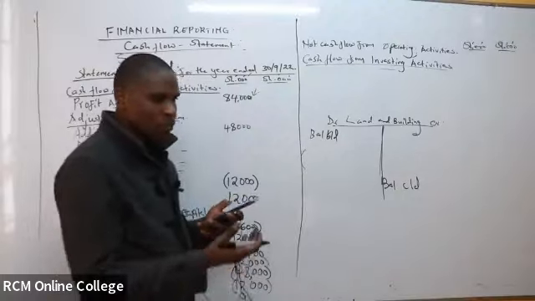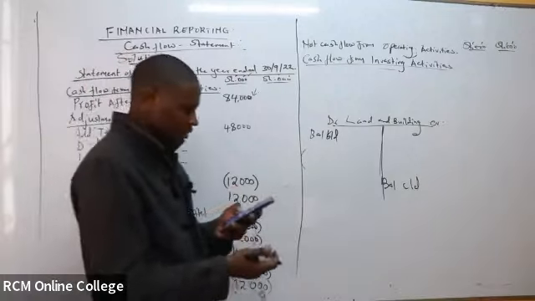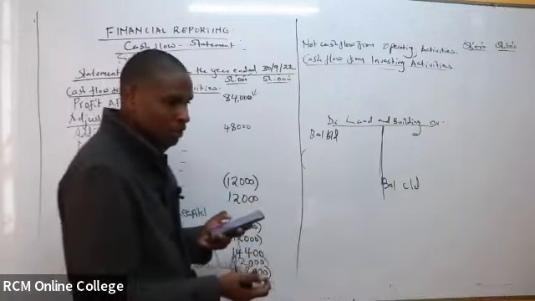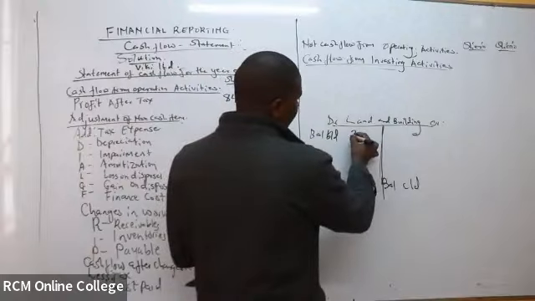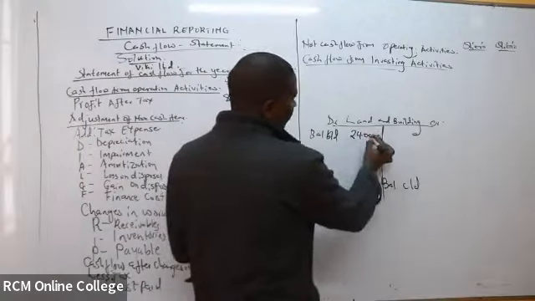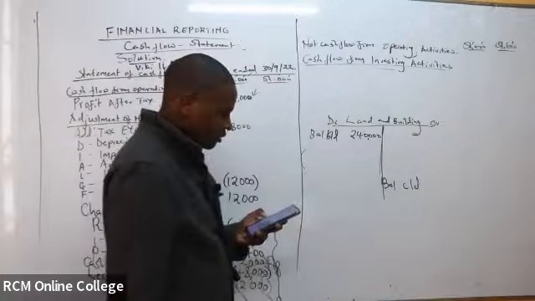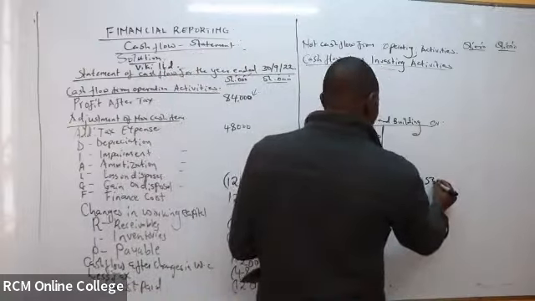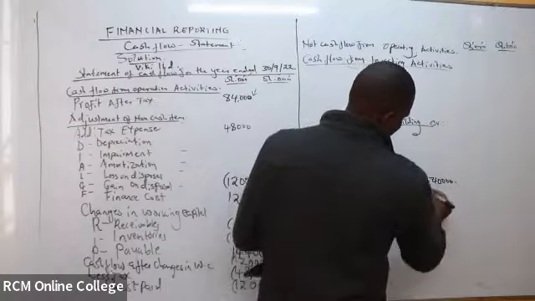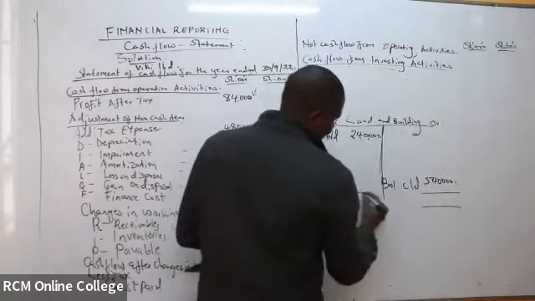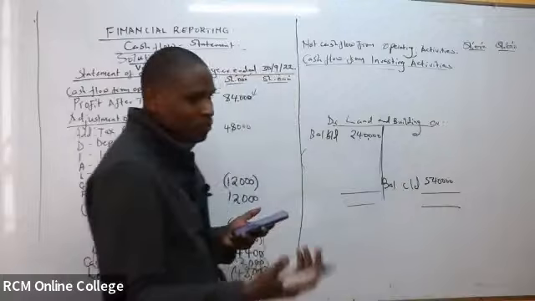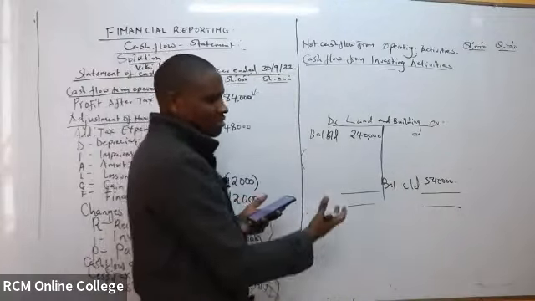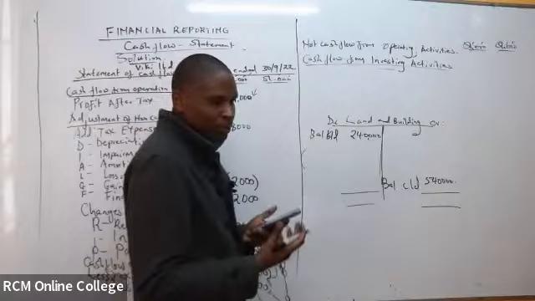The balance that was brought down from the previous year. Can you see it in the year 2021? In the year 2021, 240. And then carried down 540,000. Asante, asante, asante.